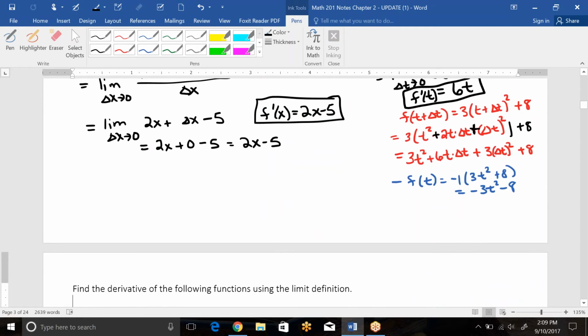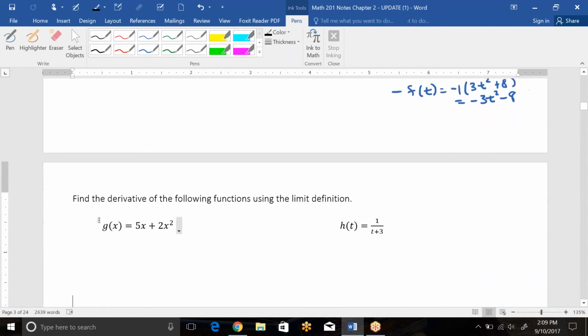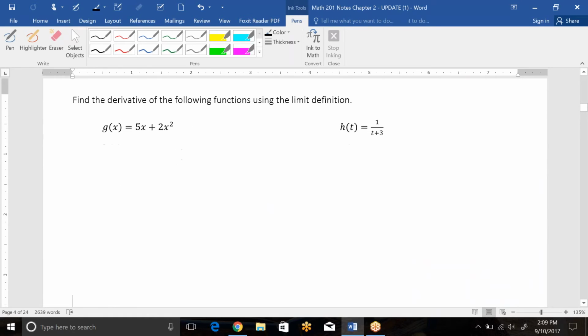Okay, so the ones that I did here were both quadratic. So what I want to look at next is what happens if the function is a little bit more interesting.